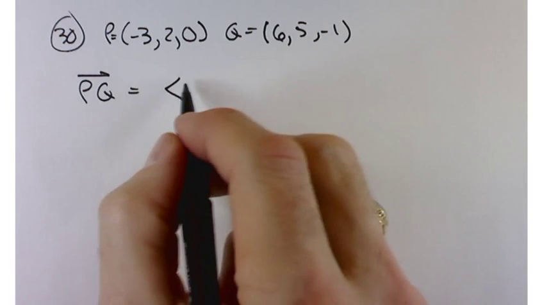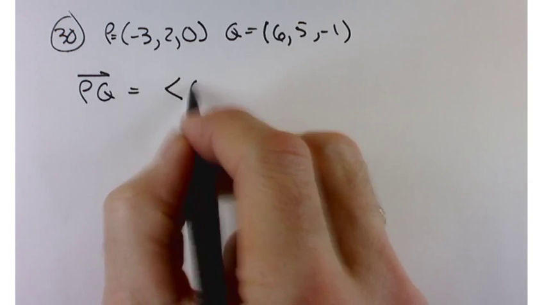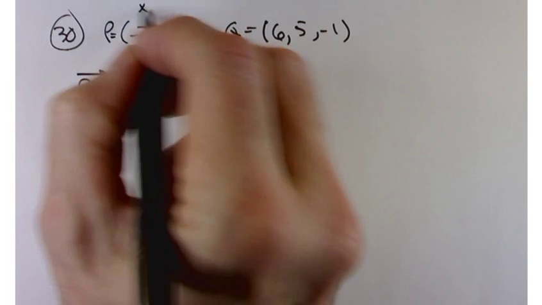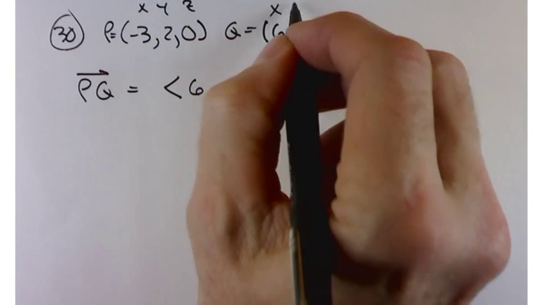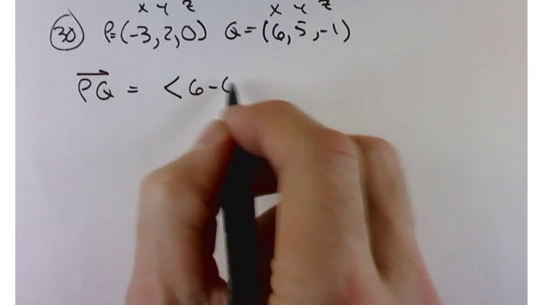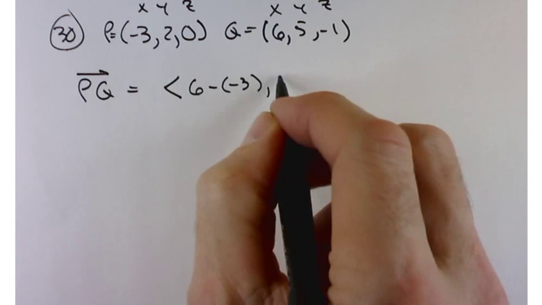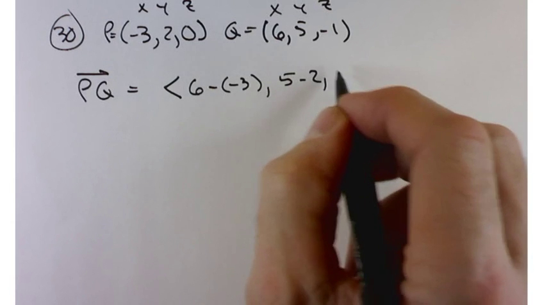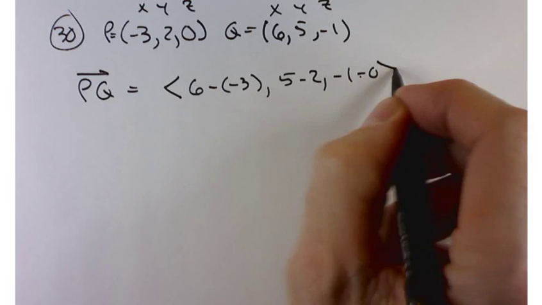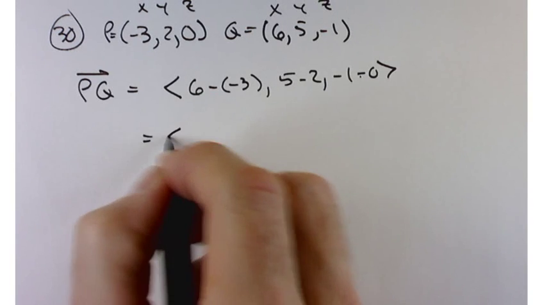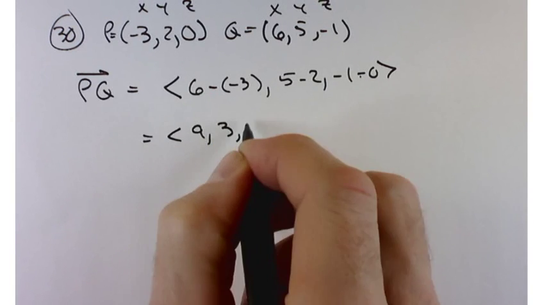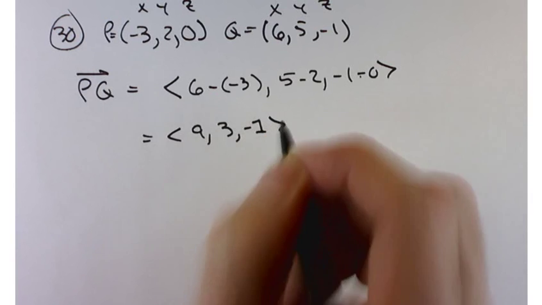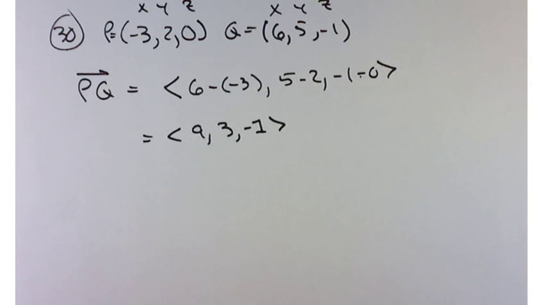To find that vector, you're going to subtract the coordinates in pairs. So x, y, and z, x, y, and z. 6 minus -3, 5 minus 2, and -1 minus 0. 9, 3, and -1. Now that's one way to express this vector.